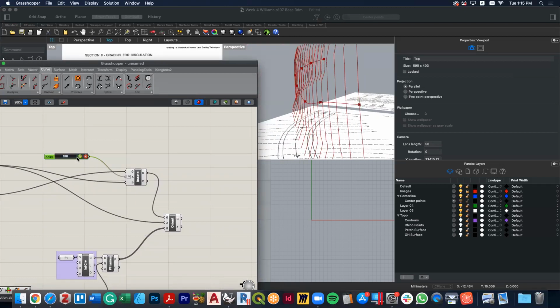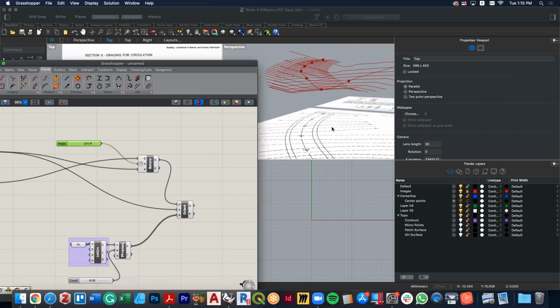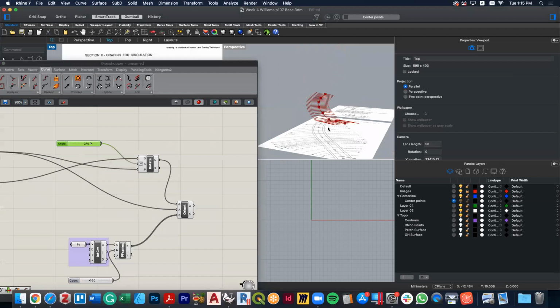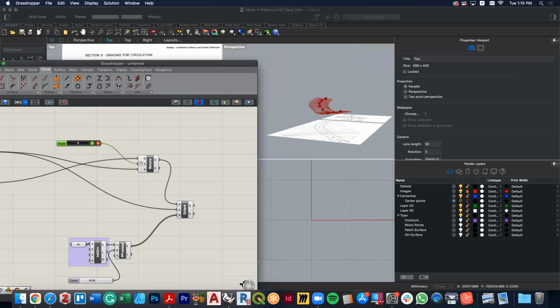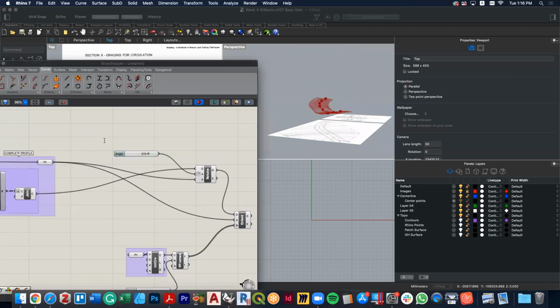What happens if I choose 270? We can see that it's still in the wrong orientation. If we remember, this is the downhill side. So let's go back to 0. Let's go back to 90. And then what we can see is that it is completely the wrong way around, and so therefore we'll have to mirror it.